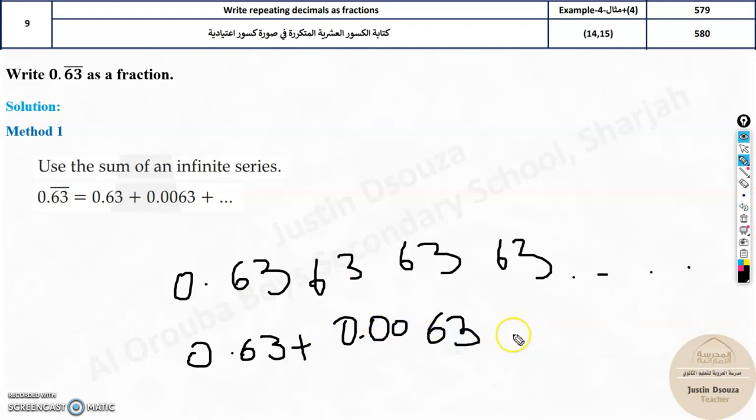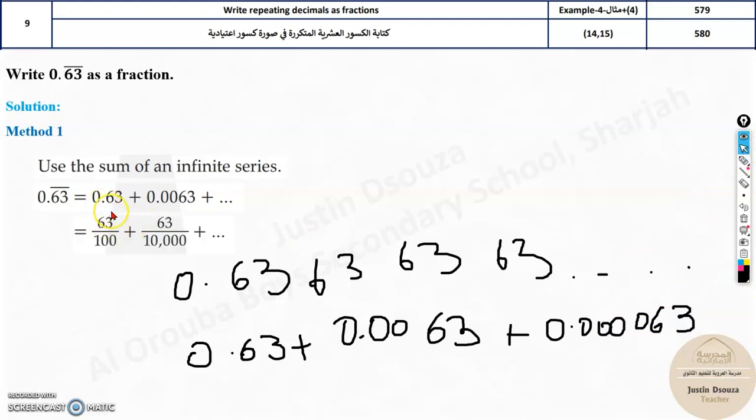And then you can add again plus 0.000063 and you can find the pattern. This is how it works. So now over here, which is the first term? The first term is 0.63, which can be written whenever you have just two decimal points.